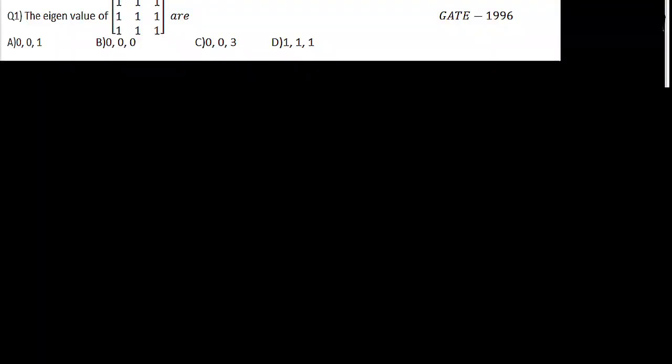Hello everyone. Let's solve some of the linear algebra questions that are asked in the GATE exam in the previous year. So let's start with question number 1.